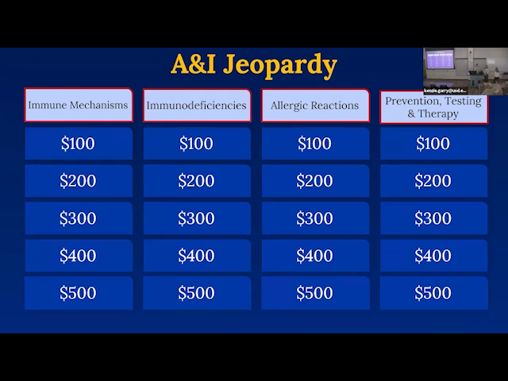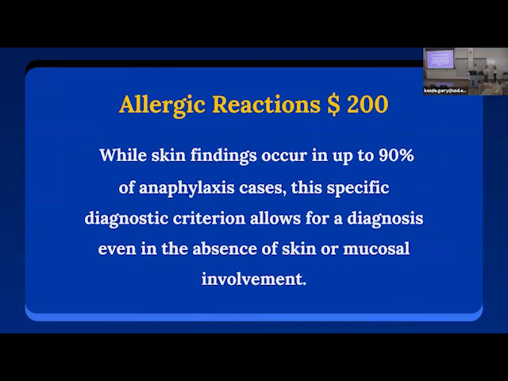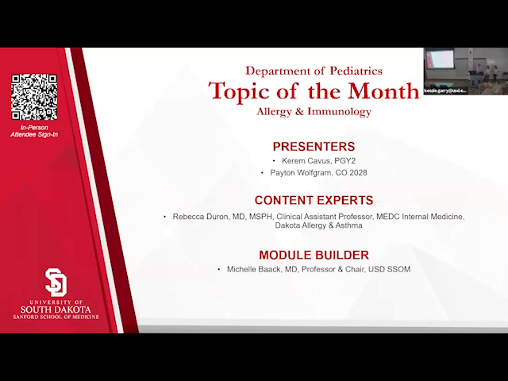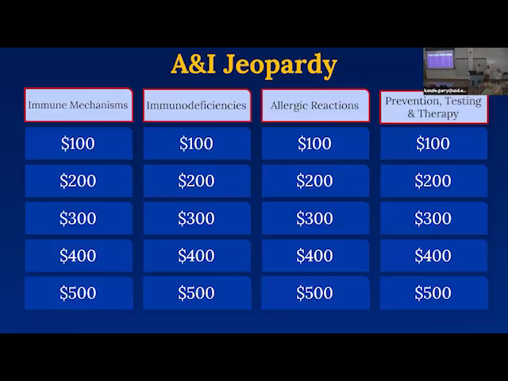Allergic reactions for 200. While skin findings occur in up to 90% of anaphylaxis cases, this specific diagnostic criteria allows for a diagnosis even in the absence of skin or mucosal involvement. Hypotension. Yes. What is hypotension? We have a short time, so I will not read the explanation.